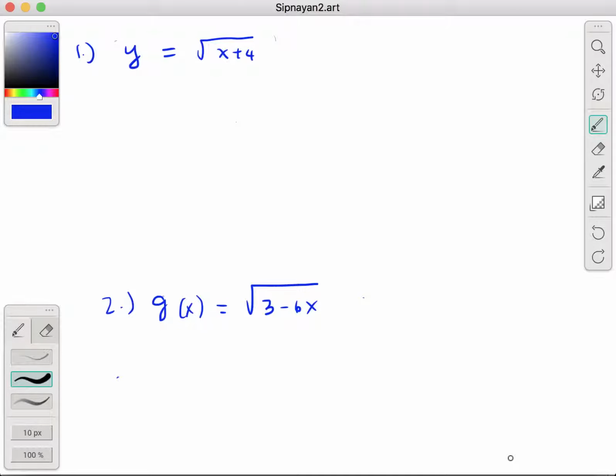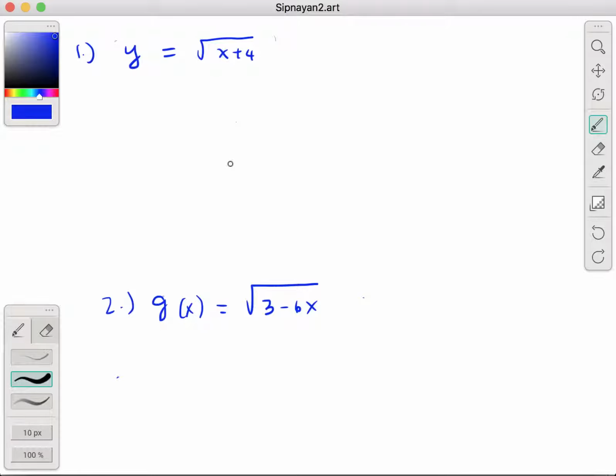Now, radical functions are functions whose equations contain radical signs, no? Such as itong dalawang example natin dito. Don't worry about the examples. Marami tayong examples sa mga susunod na videos. So, mag-focus muna tayo dito sa dalawa.